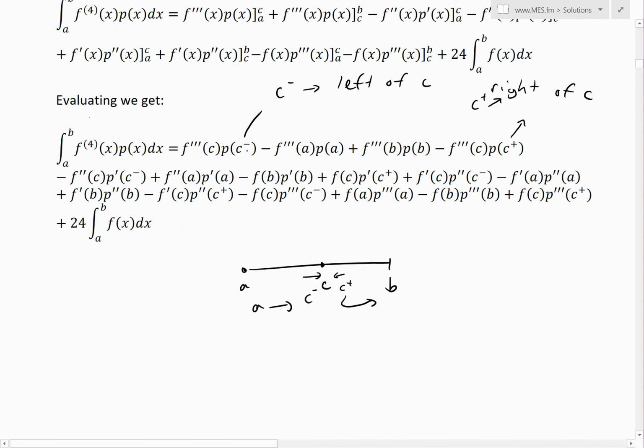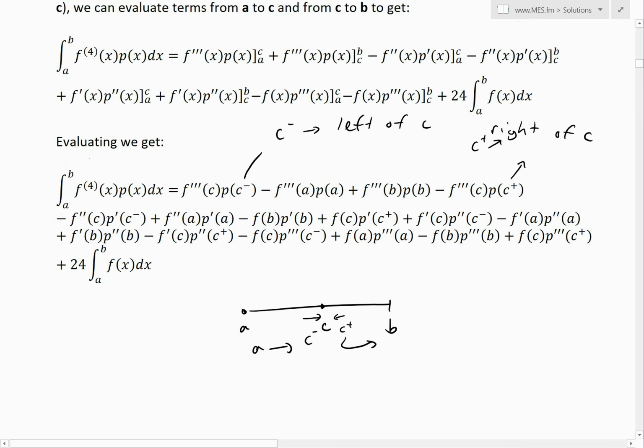Because there is no one value of C when we plug in this p of c, we have to consider the left side and the right side. So again, all I did was plug these in. We plug this C inside, p of c minus, and again this. But for the f triple prime of c, we just assume that it is continuous.